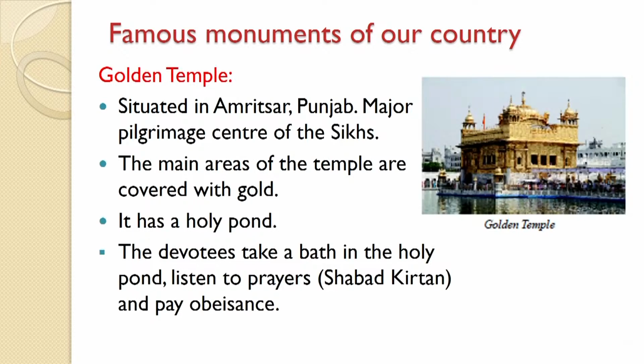Coming to the Golden Temple, it is situated in Amritsar, Punjab. It is one of the major pilgrimage centers for the Sikhs. The main areas of the temple are covered with gold, and also it has a holy pond. Here the devotees take a bath in the holy pond, listen to the prayer, or we can say the Shabad Kirtan, and pay obeisance.